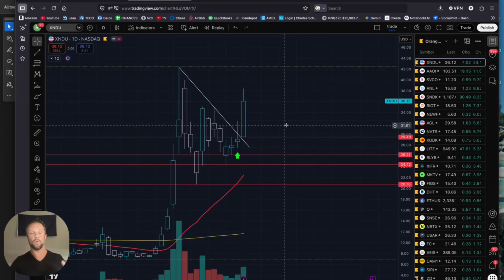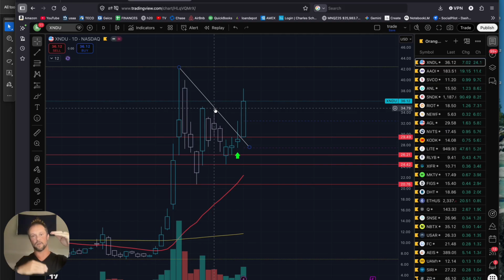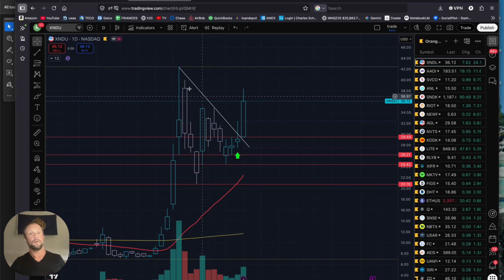The next piece, we want to see lower highs. So the highs are getting lower and the lows are getting higher. What's happening? Price is compressing here. That's what we're looking for. You can see here's a high, $42, and then here's a high, $36. So it's getting lower. At the same time, the lows are getting higher. Price is compressing.